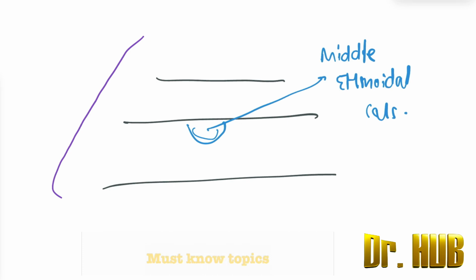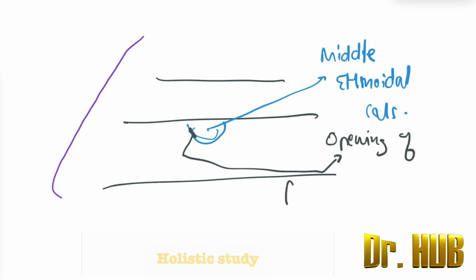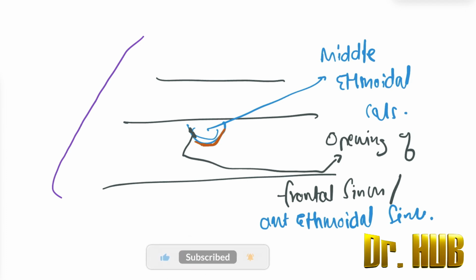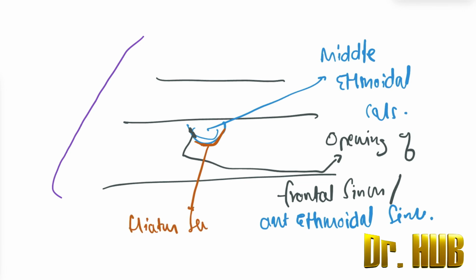Next, there is the opening of the frontal sinus and the anterior ethmoidal cells. So here there is an opening of the frontal sinus and the anterior ethmoidal sinus. Next, below that, there is the hiatus semilunaris.